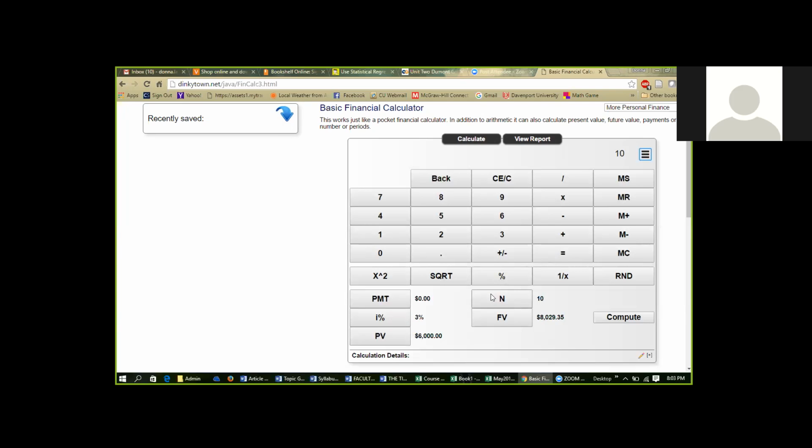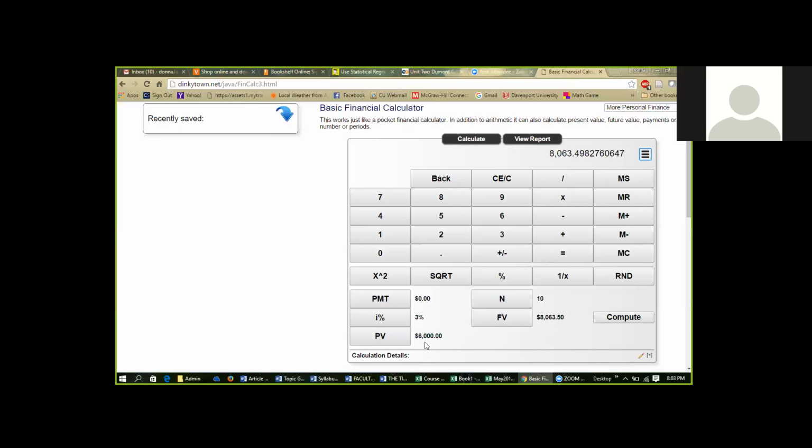Let's talk about why it's 10 times. The money's going to stay in the account for 5 years and get interest dropped into it twice a year for each one of those 5 years. So the number of times it's going to get interest paid to it is 10. So now you compute the future value. Notice this is $8,029. So it jumps a little.